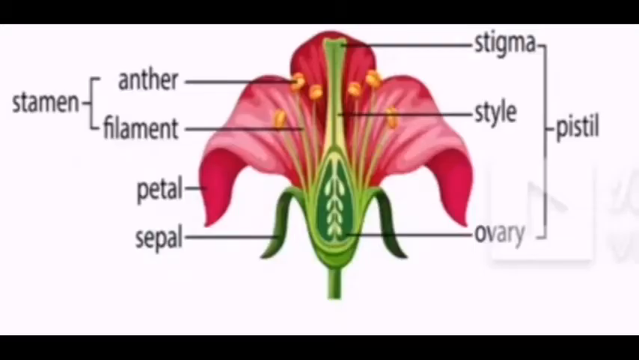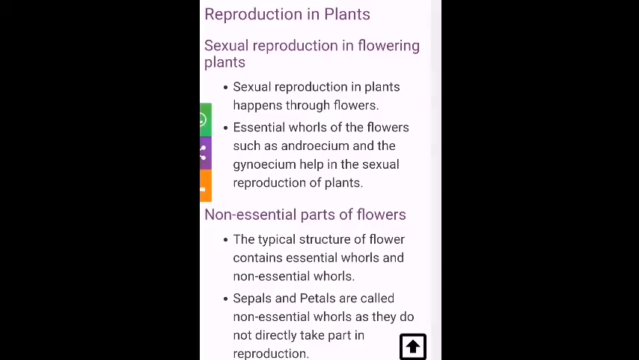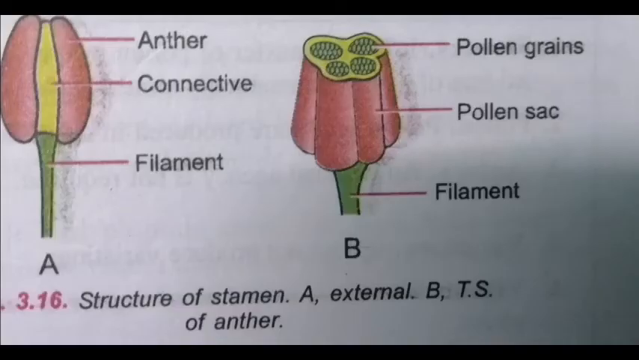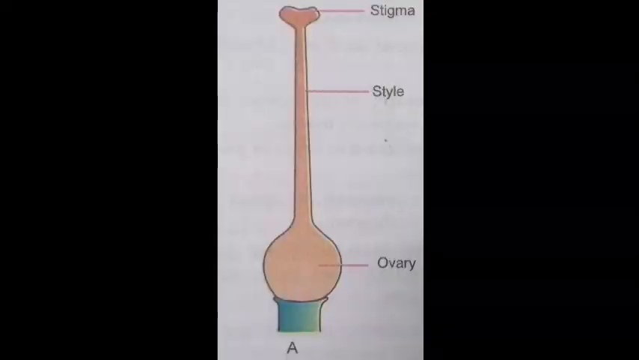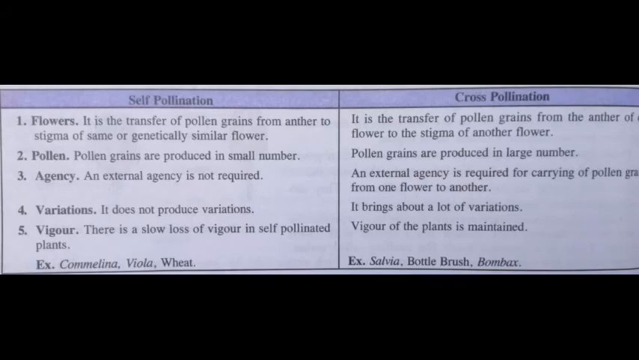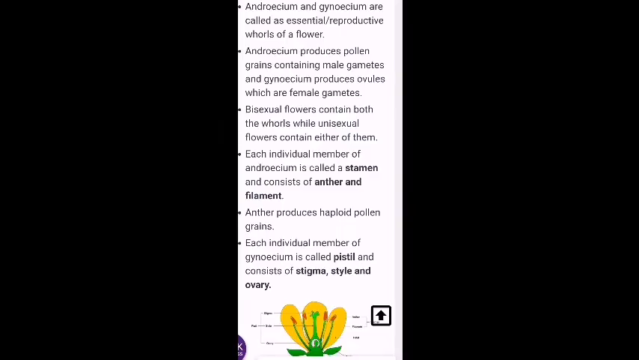Next, the sexual reproduction in plants. We want to study the structure of the LS of a flower, and to draw the LS of a flower. The stamens are the male reproductive structures in which pollen grains are produced. The pistil is the female reproductive structure in which the ovule, or the egg cells, are present.